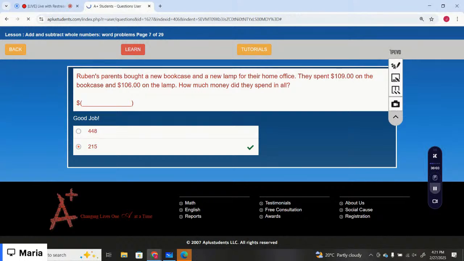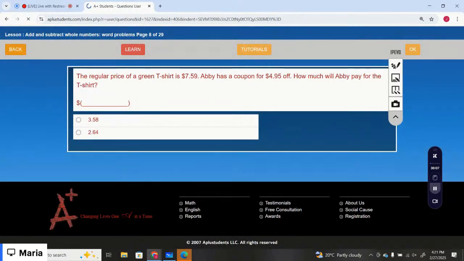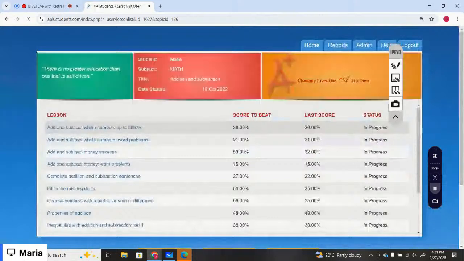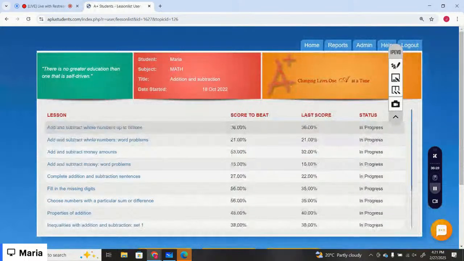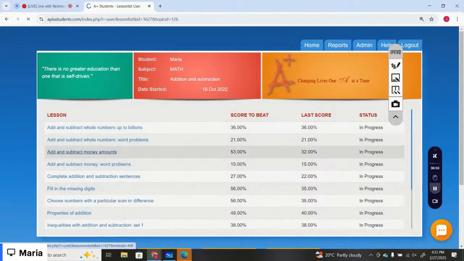Okay, you can complete the lesson by yourself later today. Let me just move to the next lesson. The next lesson is add and subtract money amounts.